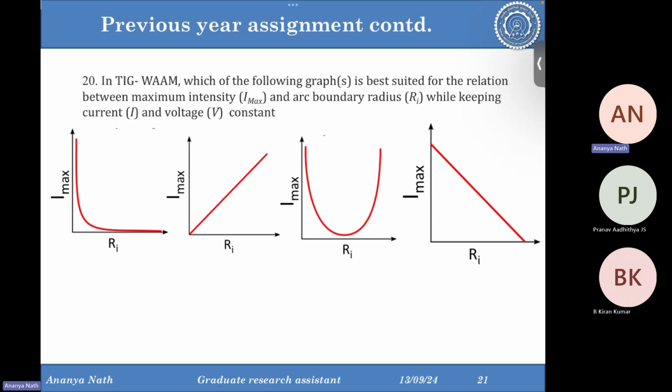This is the last question. What is the relation of I max with R? This is the same as what we have seen in FDM actually. The curve is similar to what we see in FDM. Yes, it's similar to FDM. It is the same in FDM also.